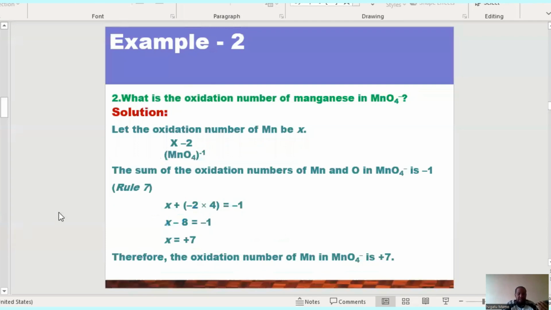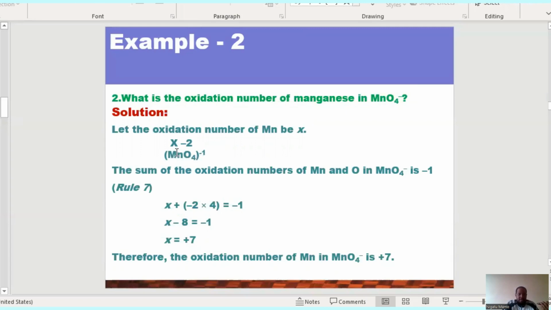Let's go to the next example, example number 2. What is the oxidation number of manganese in MnO4 minus? The oxidation state of MnO4 is minus 1, it is a polyatomic ion. Refer to rule number 7. How can we find the oxidation number of Mn in MnO4 minus? This minus 1 is the common charge for manganese and oxygen in MnO4.